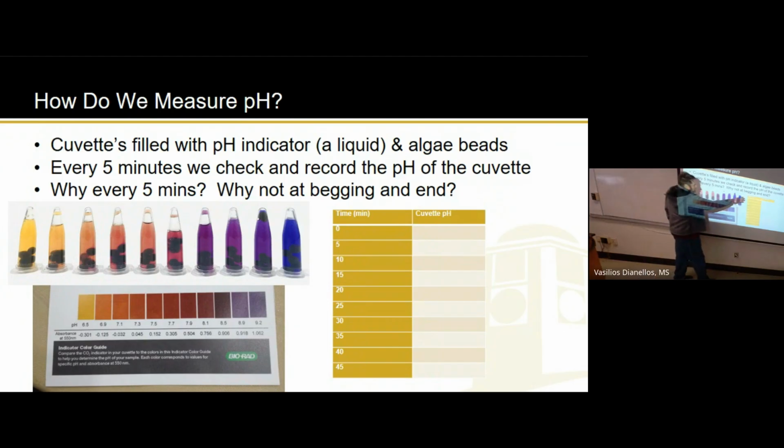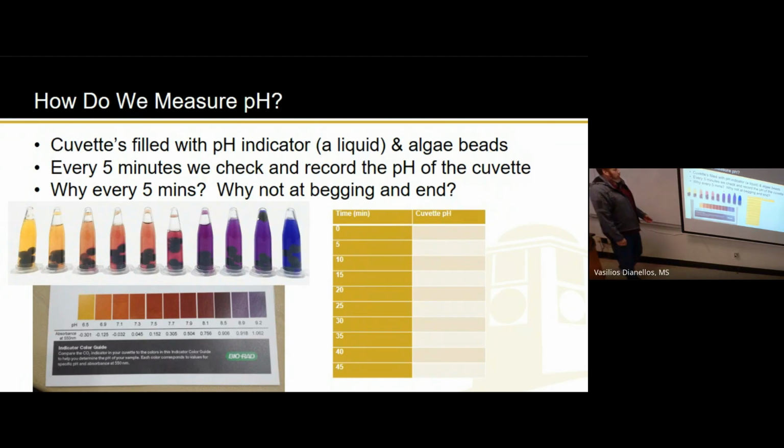And every 5 minutes, you're going to take it, compare it to this strip of paper right here to determine its pH, and write down its pH. Every 5 minutes for 45 minutes. That's it. We're just going to track its pH change over 45 minutes. And that's going to tell us how quickly or slowly photosynthesis or respiration is happening.